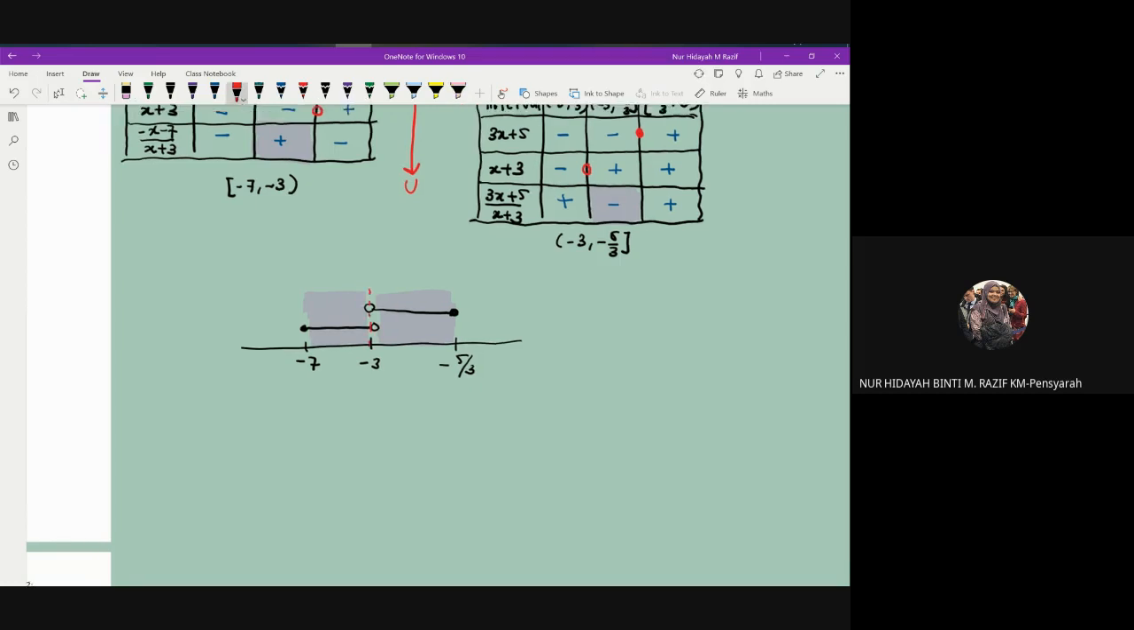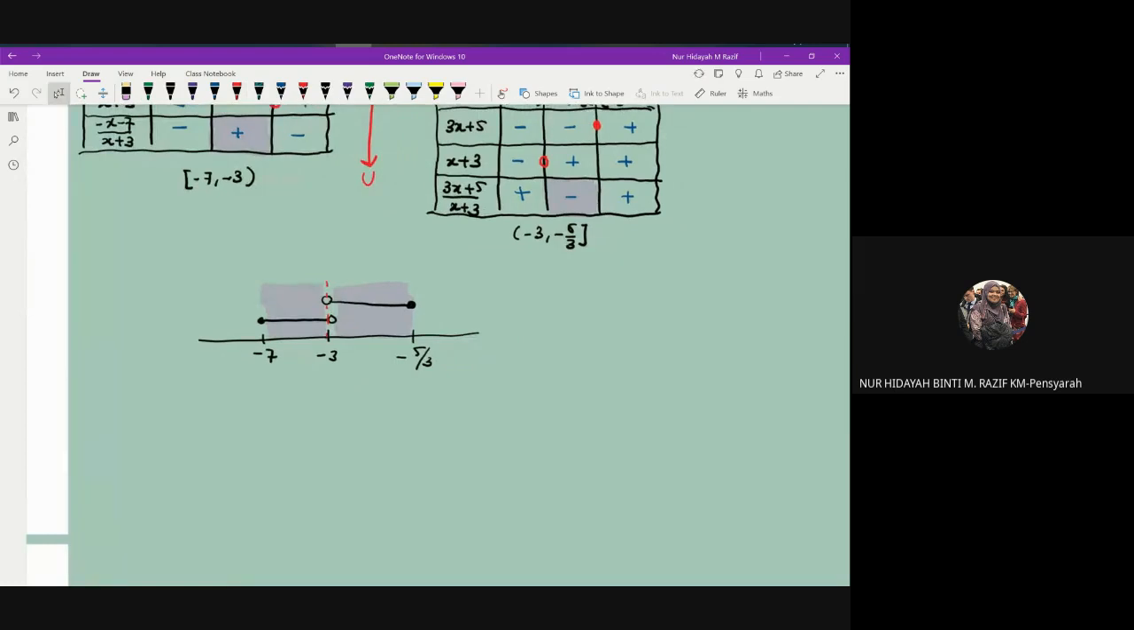Okay, nilai negatif 3 itu sahaja yang kita reject. Hence, your final answer is just exactly seperti benda ni. Cuma kita tulis semula lah dengan titik 3 tu untuk show that this is our final answer. Negative 7 close, negative 3 open, union with negative 3 until negative 5 over 3, di sini close. So bila ditukar jadi solution set, it's going to become x such that negative 7 is less than or equal to x, but less than negative 3, or negative 3 is less than x, but less than or equal to negative 5 over 3.